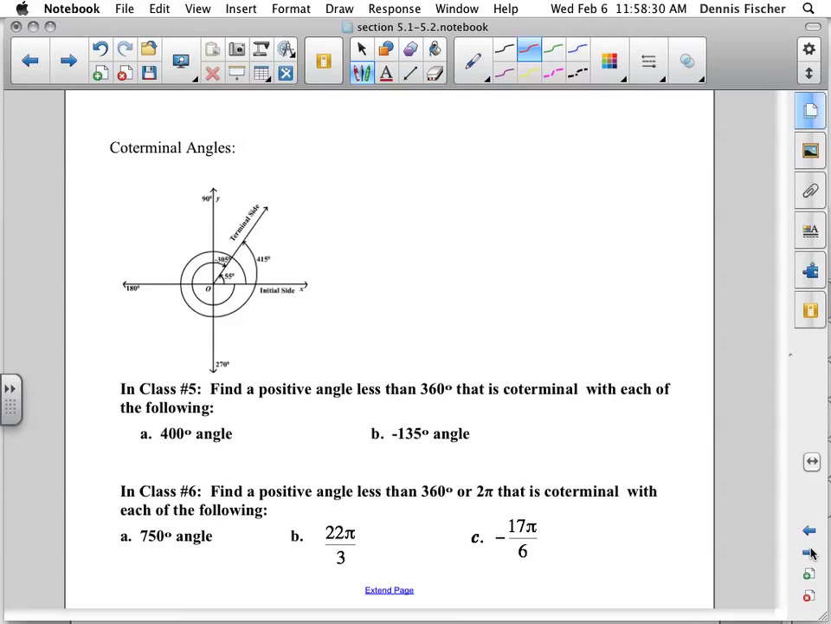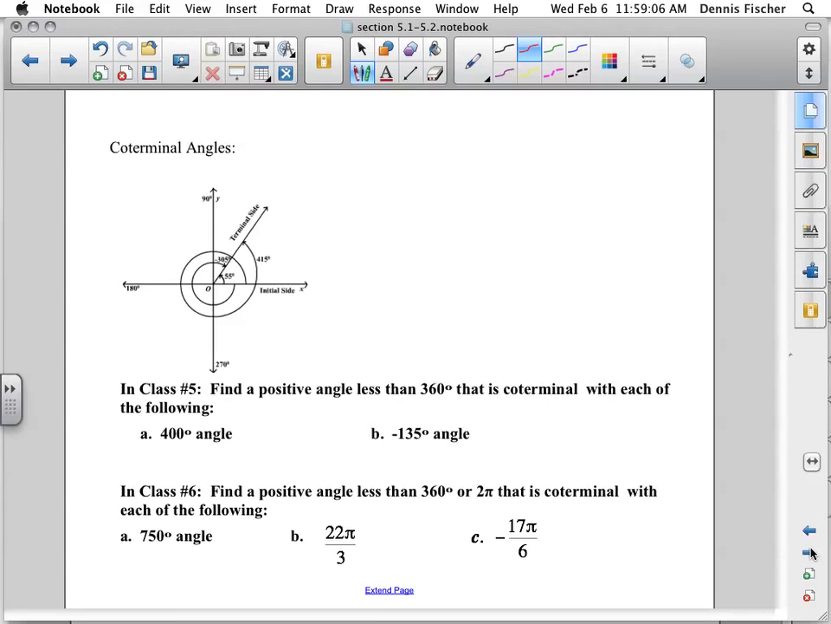An angle with a different measure, but the same position on the terminal side. Think of that as the theory definition.